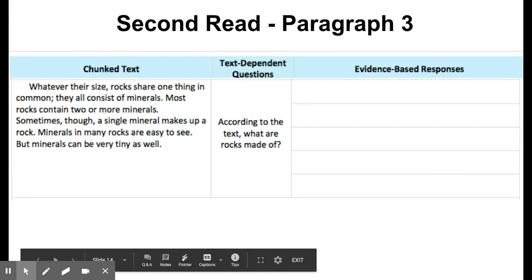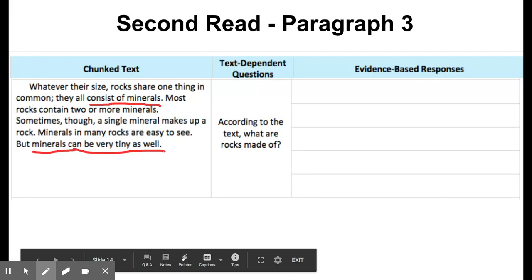Whatever their size, rocks share one thing in common. They all consist of minerals. I'm actually going to underline that part because it shows me that minerals are found in rocks. Most rocks contain 2 or more minerals. Sometimes, though, a single mineral makes up a rock. Minerals in many rocks are easy to see, but minerals can be tiny as well. So this tells me more about what they look like. Some are big and some are small.